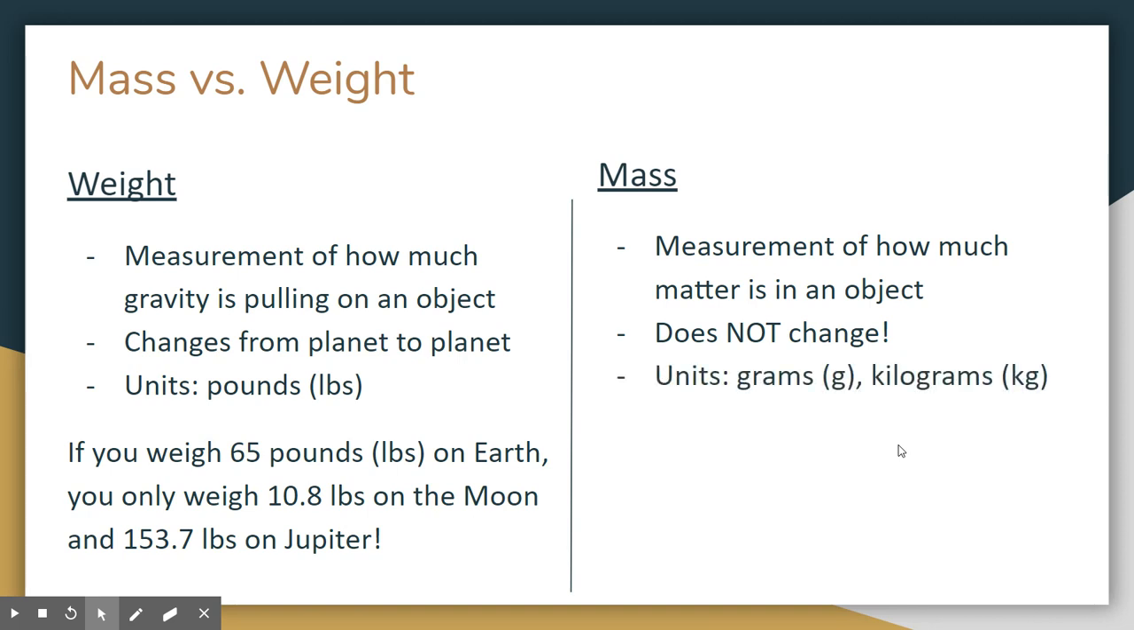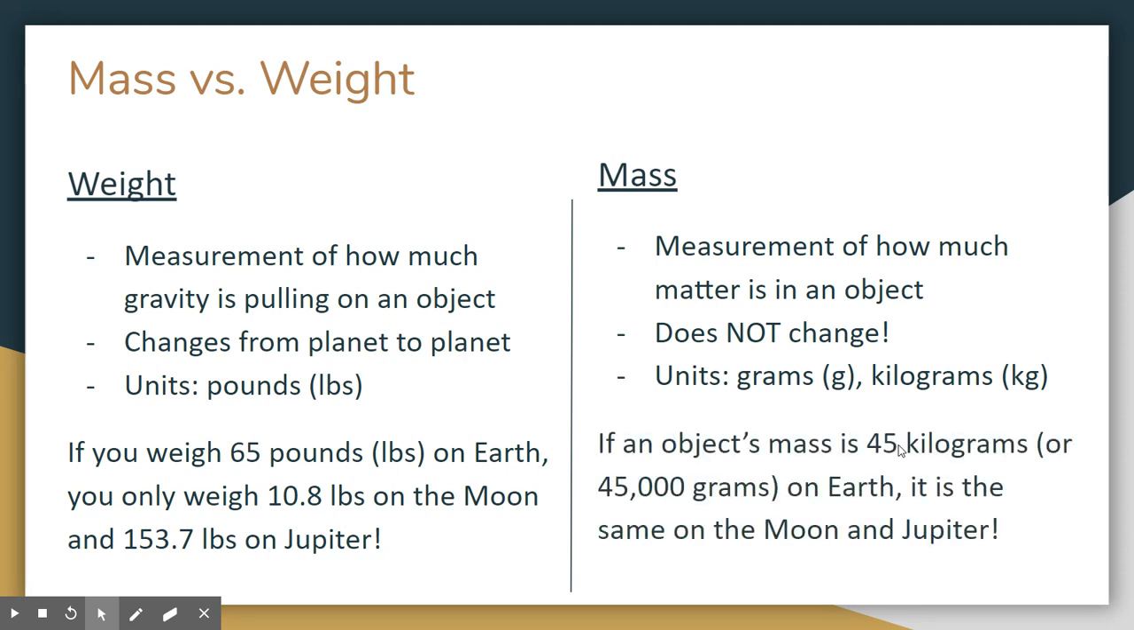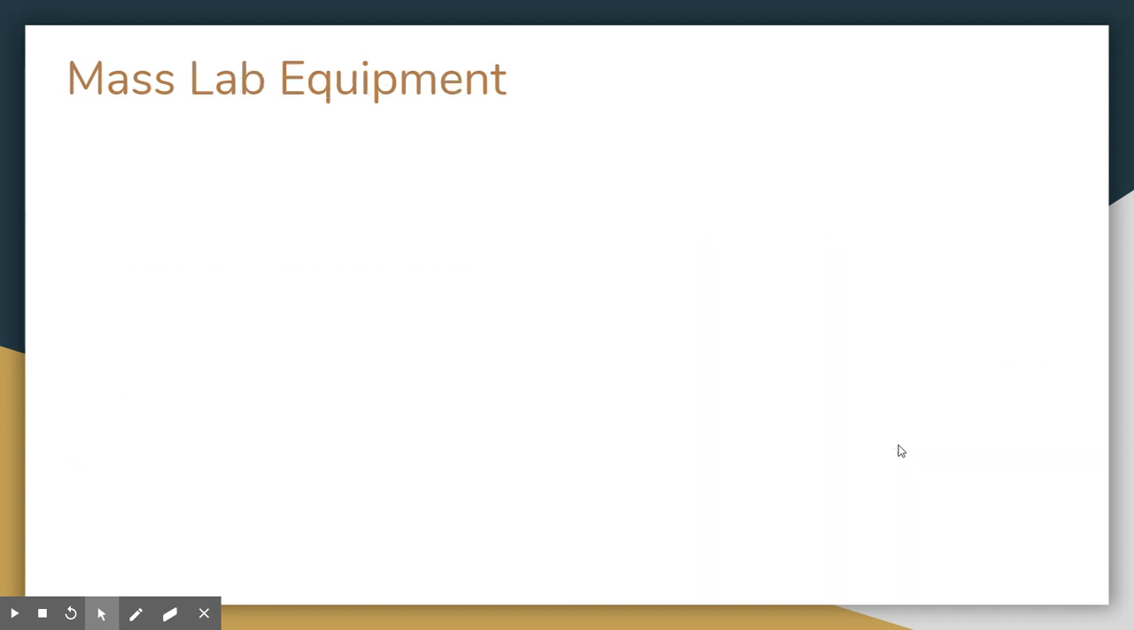And the units for mass are grams, which is seen as a g, or kilograms, kg. So kilograms are always going to be more than grams. There are 1,000 grams in 1 kilogram. Okay, so if you think about it, you have to have 1,000 grams to be able to make up a kilogram. And again, if an object's mass is 45 kilograms, or that would be 45,000 grams on Earth, it's going to be the same 45 kilograms on the moon and on Jupiter.